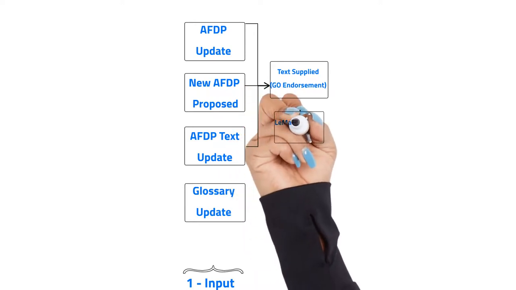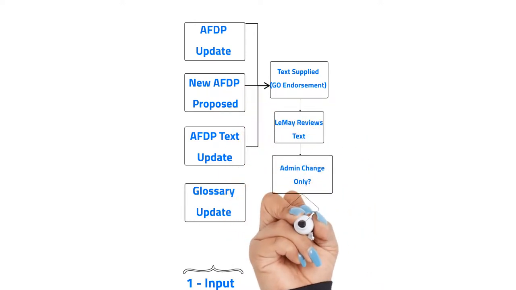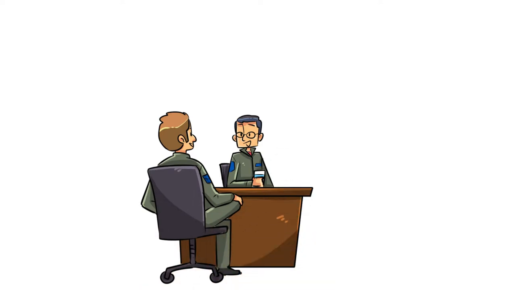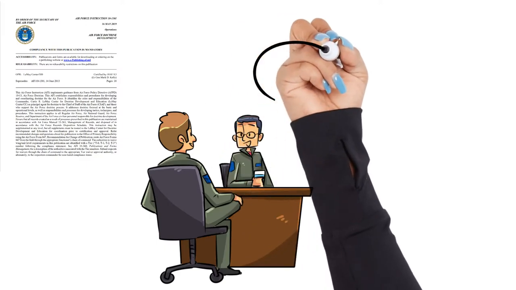Once the LeMay Center receives an input, our doctrine developers review it to determine what type of update it is. Here, the LeMay Center doctrine developers analyze the text to ensure it meets the four-part test from AFI 10-1301.